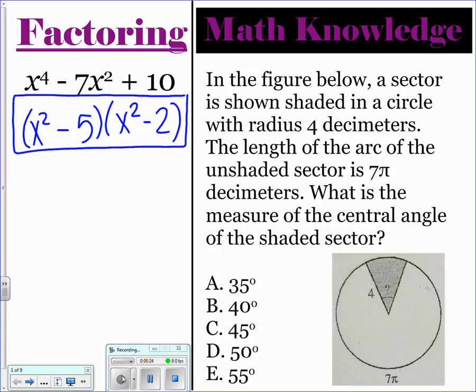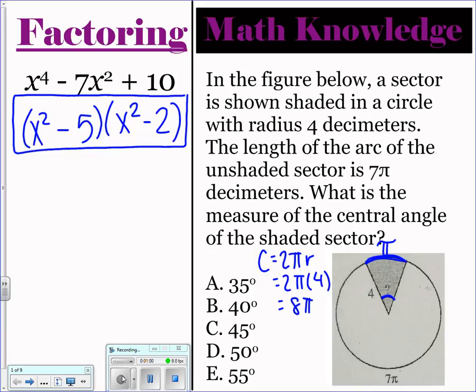For the math knowledge question, it asks for the measure of this angle to the sector that is shaded in. They give us the length of the arc for the unshaded sector, 7 pi. Well, we know that our circumference is 2 pi r, and they told us our radius was 4. So that means that our circumference for the whole circle is 8 pi. Well, all of it except for this part is 7 pi. So the arc length for that part of the circle must be pi.